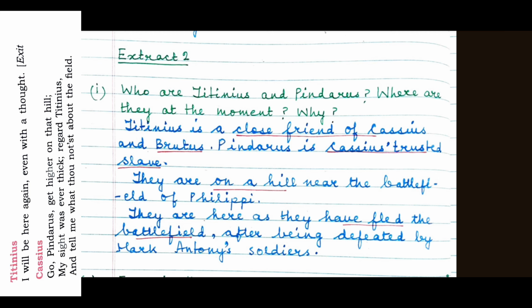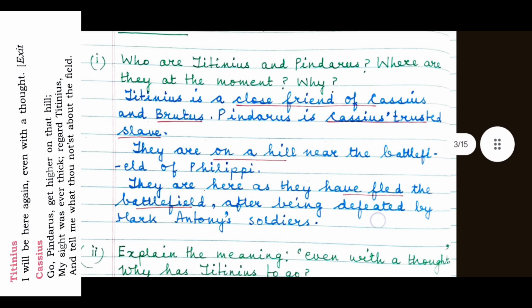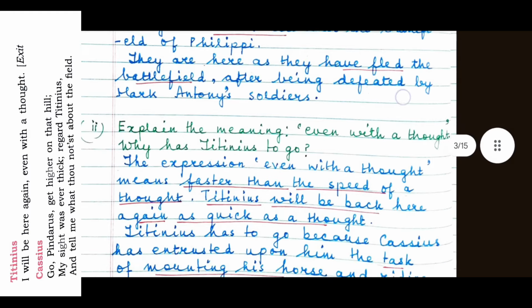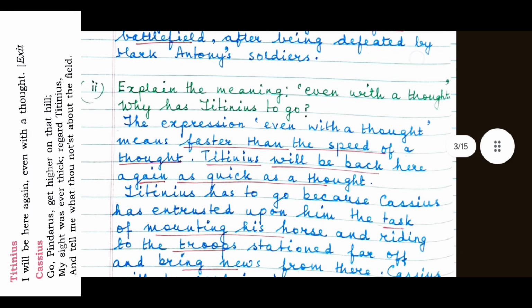They are on a hill near the battlefield of Philippi. And why are they there? They are here as they have fled the battlefield after being defeated by Mark Antony's soldiers. Question number 2. Explain the meaning even with a thought.